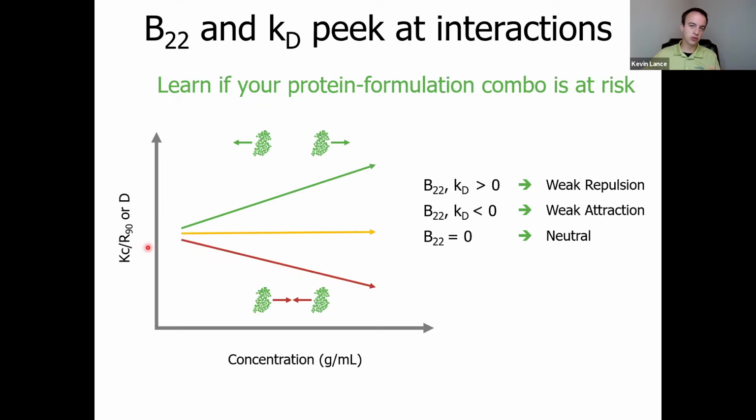In the case of B22 with static light scattering, we're measuring Kc over R90, which is equivalent to 1 over molecular weight. As we increase the concentration of our proteins, they behave like a larger molecular weight protein, so 1 over molecular weight decreases. The exact opposite occurs if our proteins experience desirable repulsive interactions. If we test a sample at varying concentrations, we can understand right away whether our proteins in this buffer have repulsive interactions, which is desirable, or attractive interactions, in which case we may need to reformulate or reconsider our construct.